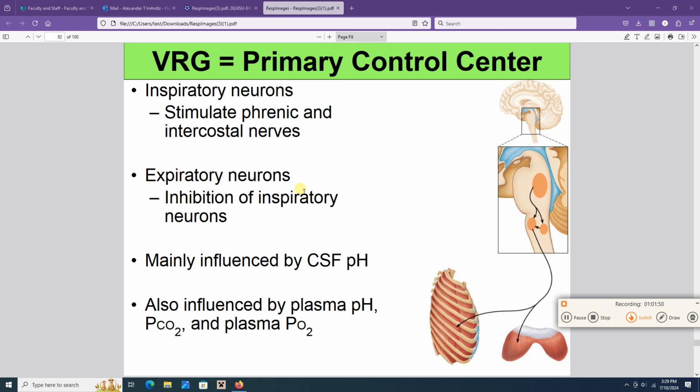So roughly 3 seconds where the inspiratory neurons are turned on, then 2 seconds where the expiratory neurons are turned on. The biggest thing influencing the VRG is the pH of your CSF, cerebrospinal fluid. Minor influences include plasma pH, plasma PCO2, and plasma O2, PO2.